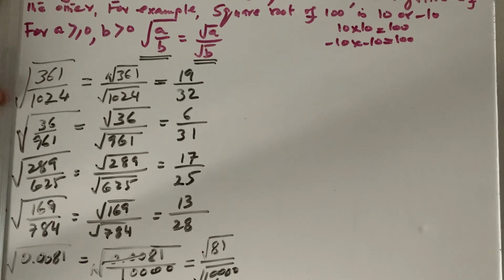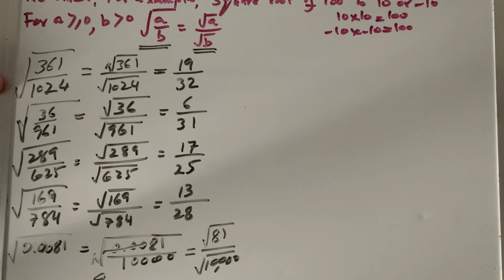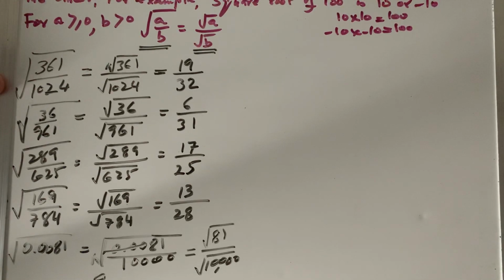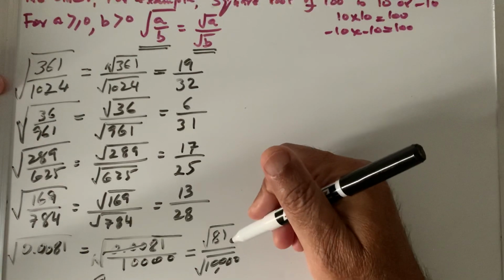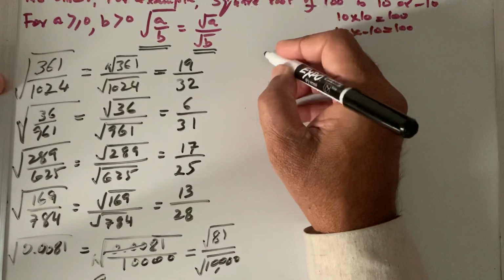So for all decimal questions, you have to remove the decimal, make it into a proper fraction, and then you can take the square root of numerator and take the square root of denominator separately. Let's try a few more.